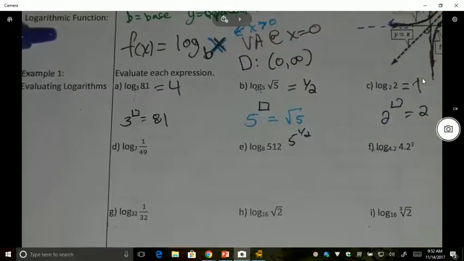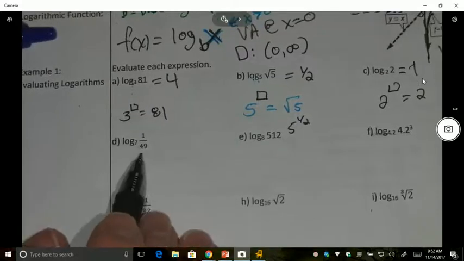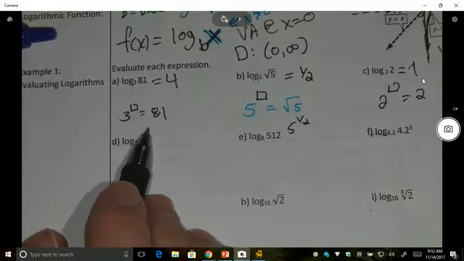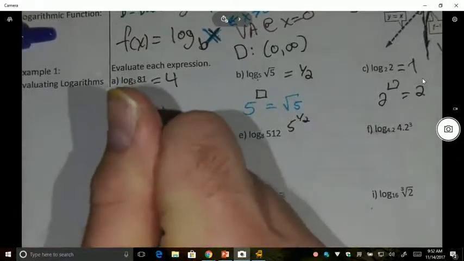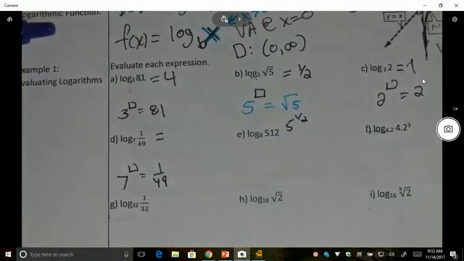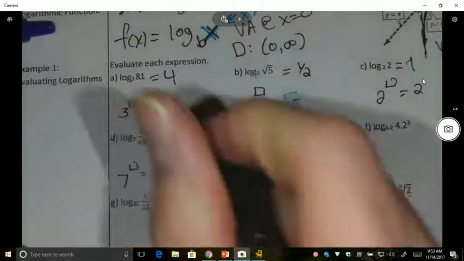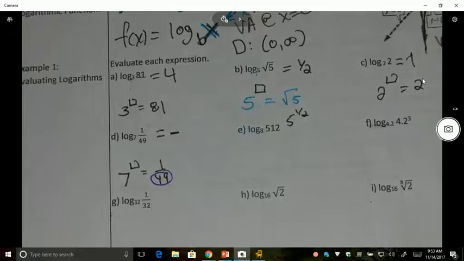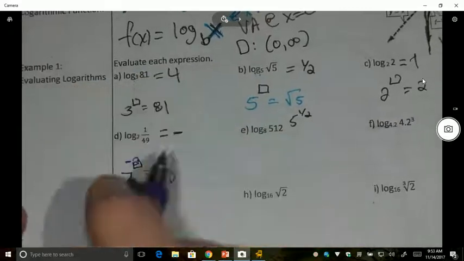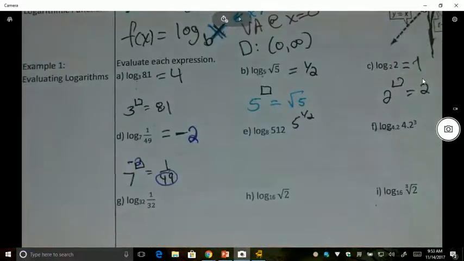So you can think about these in terms of their inverse function to help you figure out what it is going to be. Now I see that I have a fraction in here. What am I expecting my answer to be? Negative. So this is 7 to some power equals 1 over 49. I'm not going to think about the fraction because I know that since there's a fraction, it's going to be negative. And then I think 7 to what power is 49? Well, 7 squared. Make it negative. That will cause you to flip it. So negative 2.